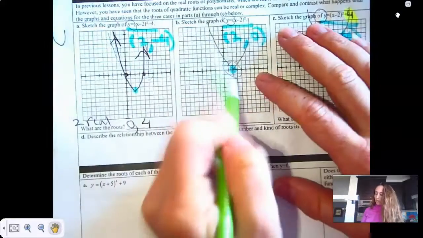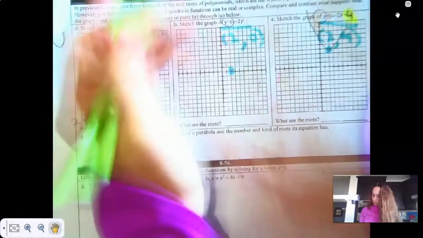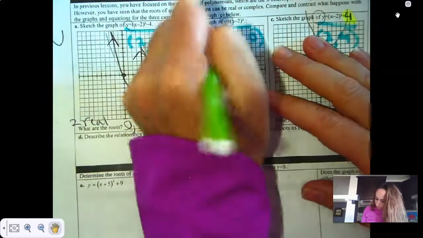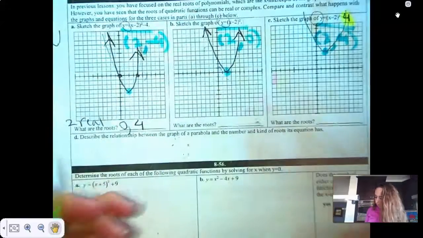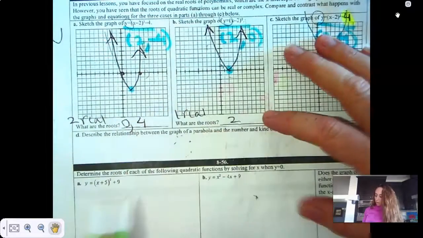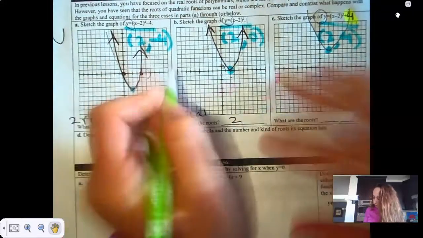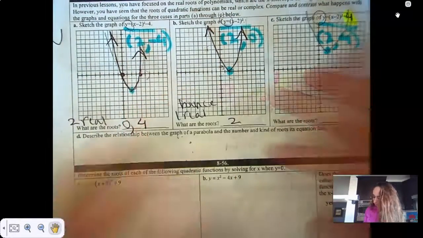Then this one, it's already touching the x-axis, so that is my root. Let me erase that. We'll just rough sketch it. It's okay, I won't tell. So that means what are the roots? We have 1 root, so that means we have 1 real root. But remember, notice how this one went through. This one went through, this one bounced.